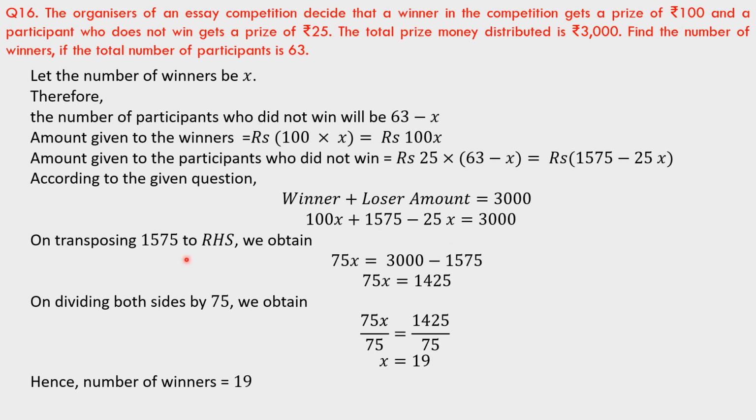On transposing 1575 to the right hand side, we obtain 75x equals 3000 minus 1575. 75x equals 1425. On dividing both sides by 75, we obtain 75x upon 75 equals 1425 divided by 75. So, x equals 19. Hence, the number of winners equals 19.